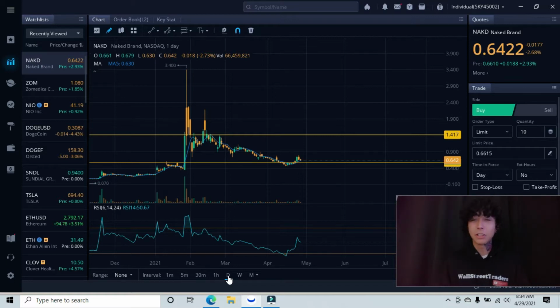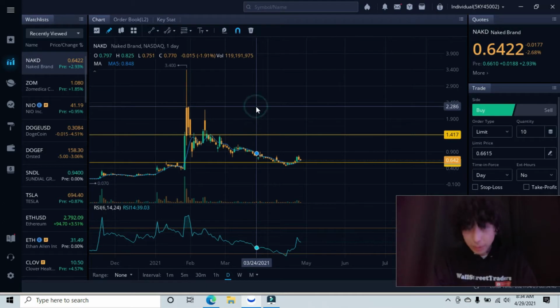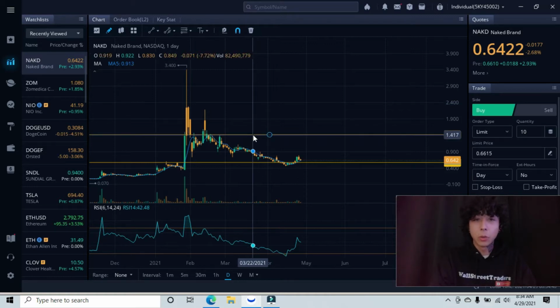All right, so let's go ahead and dive in. We're up almost 3% for the morning. We closed yesterday almost down almost 3%. So let me just go ahead and go over the support and resistance lines that I have already set. Up here is our major resistance line, and down here is our major support line.